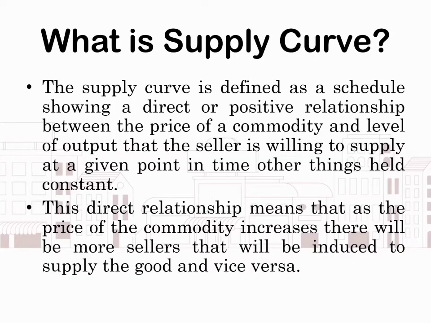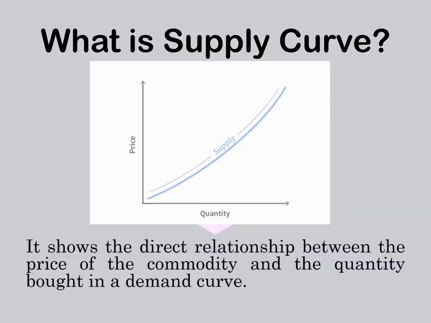What is a supply curve? The supply curve is defined as a schedule showing a direct or positive relationship between the price of a commodity and the level of output that the seller is willing to supply at a given point in time, other things held constant. This direct relationship means that as the price of the commodity increases, more sellers will be induced to supply the good, and vice versa. It shows the direct relationship between the price of the commodity and the quantity supplied.